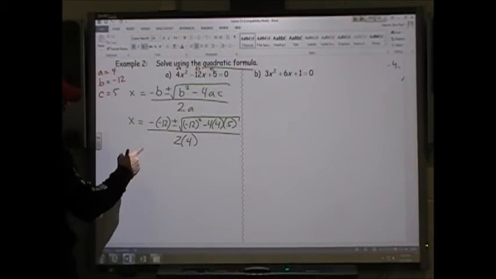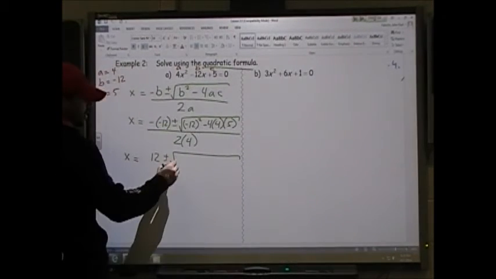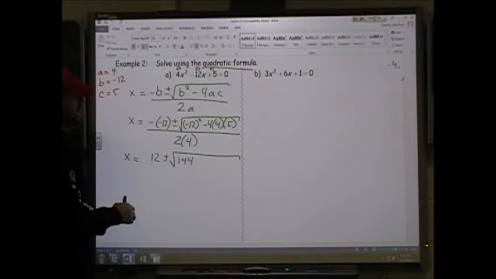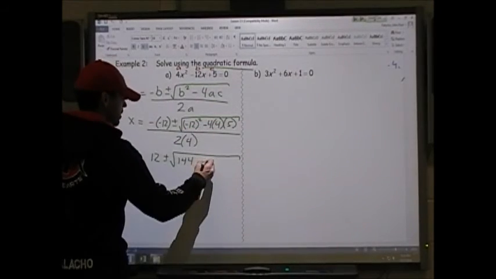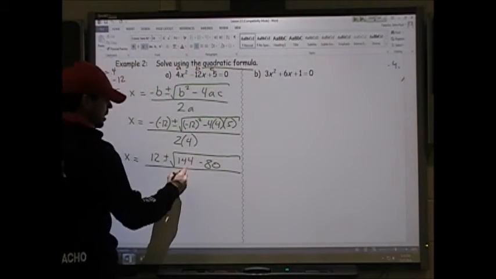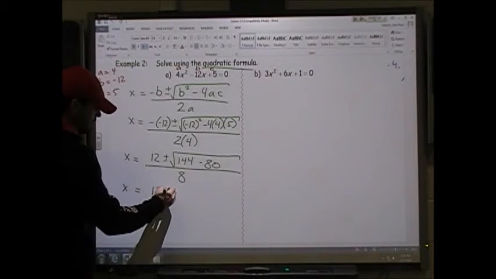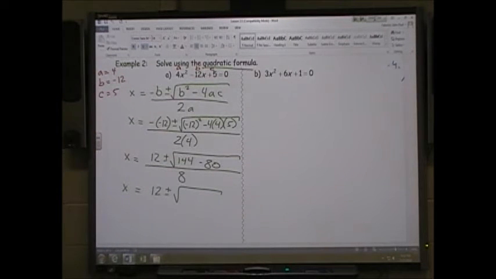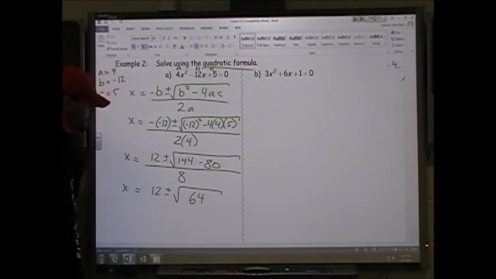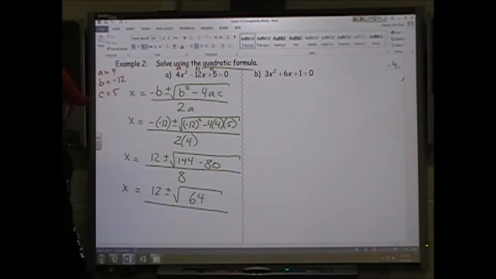So x is equal to, a negative and a negative become a plus 12, plus or minus the square root of negative 12 squared is 144, and this is negative 4 times 5, that is 80. So negative 80, and all over 2 times 4, which is 8. Continuing this, x equals 12, plus or minus the square root of, when I do this, 144 minus 80, that is 64, I believe. Yes, 64. Let me just double check that. Yes, 64. So continuing this, all over 8.